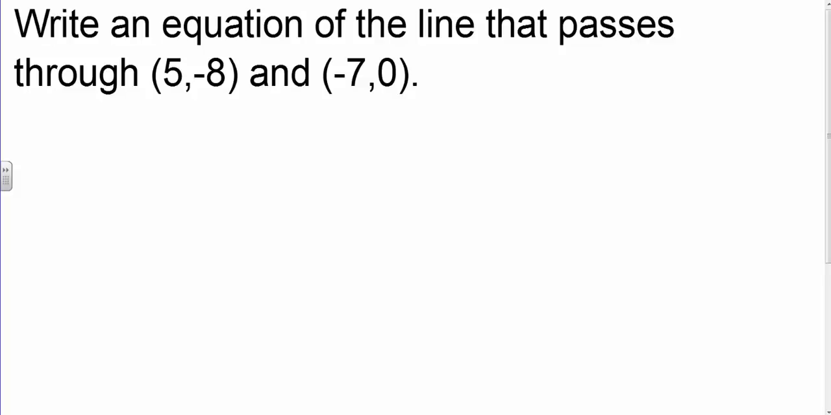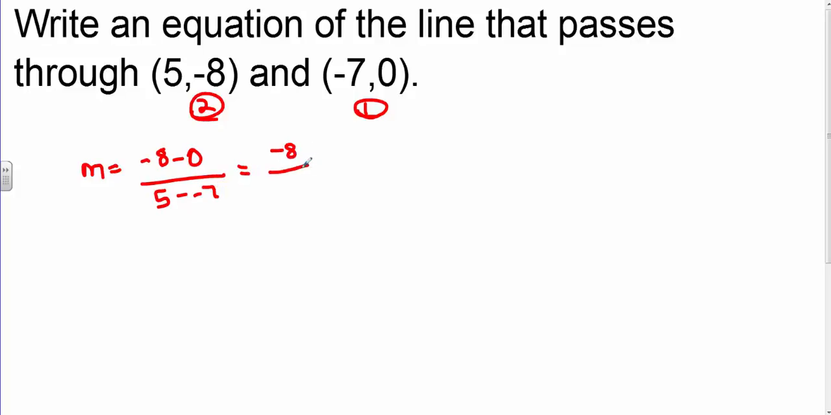Okay, write an equation of the line that passes through these 2 points. First thing we need to do is get the slope. So m is equal to, we'll let this be 0.2, this be 0.1, just to make it a little bit different this time. So we've got -8 minus 0 over 5 minus -7, which gives us -8 over 5 plus 7 gives us 12.